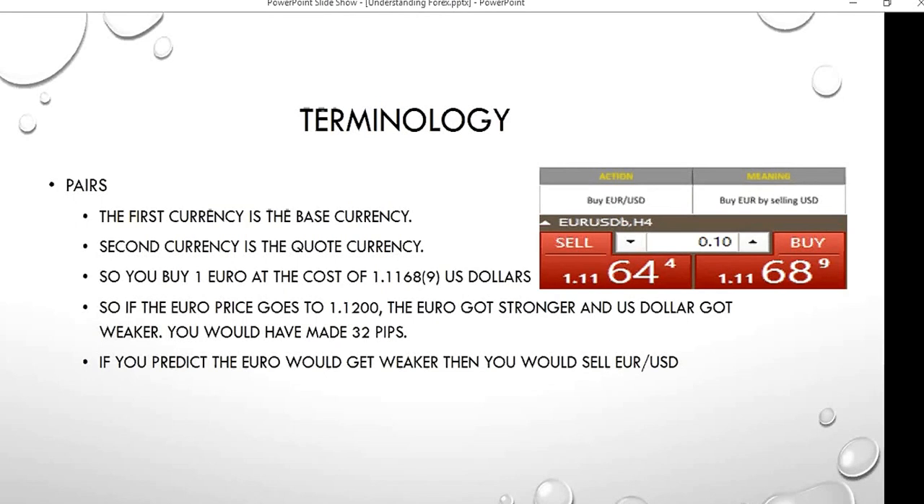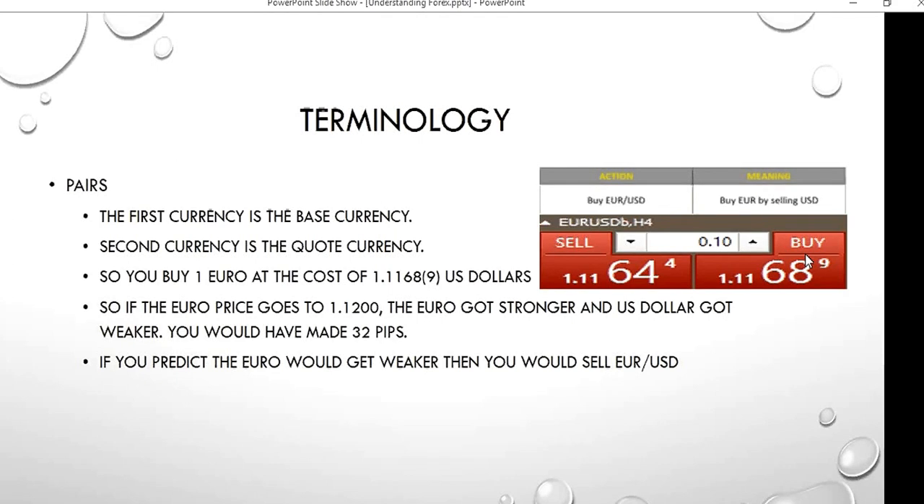If you predict the euro would go weaker, what you would then do is sell the Euro USD. You'd be clicking on the left hand side here, click sell, and you're predicting that the price will go down. If it goes down in your direction, you make a profit. If you're predicting that the euro is going to go up, you click buy. The price goes up, you make pips, you make a profit. Now, if your forecast is incorrect, you'll lose money, and you don't want to lose money.